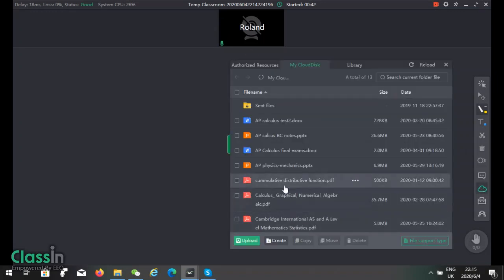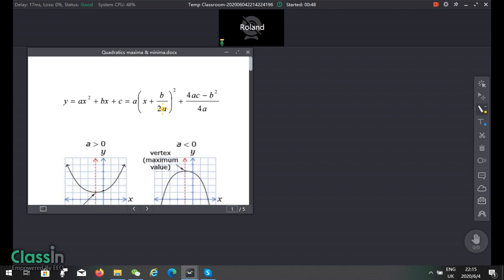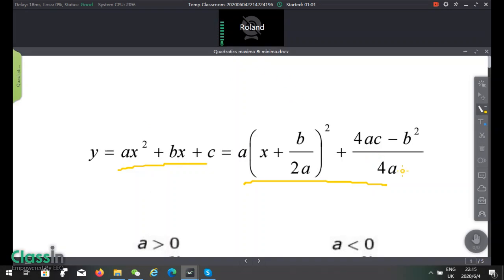Let's see this example here. Every quadratic function is of the form ax squared plus bx plus c. And when we complete the square, we have this expression. If you do not know how to complete the square, please check the description below for my video on completing squares.